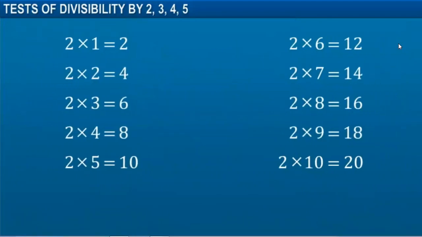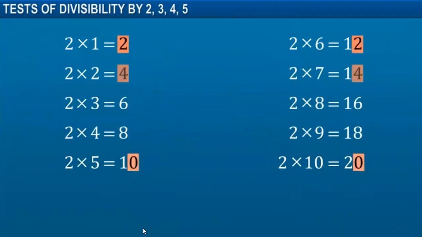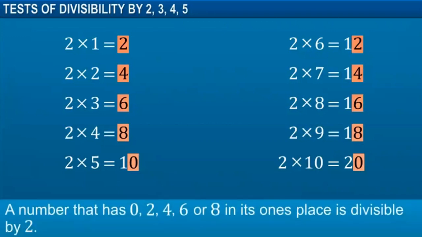Now observe the digits in the ones place for all these multiples of 2. They are 0, 2, 4, 6, or 8. This is true for all multiples of 2. Thus, a number that has 0, 2, 4, 6, or 8 in its ones place is divisible by 2.